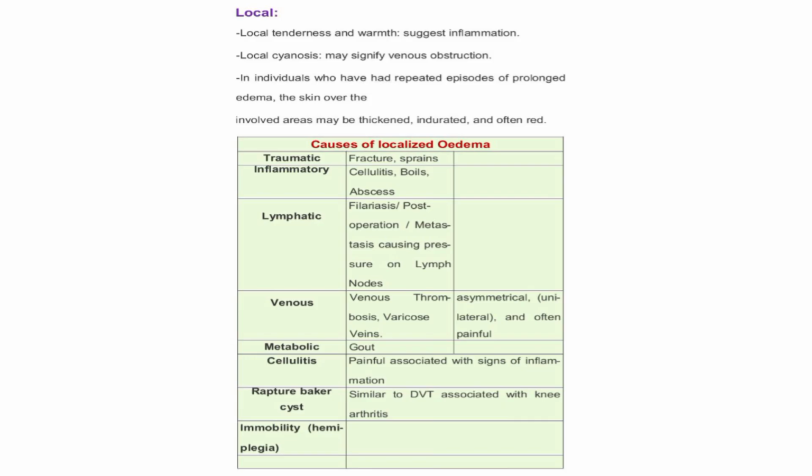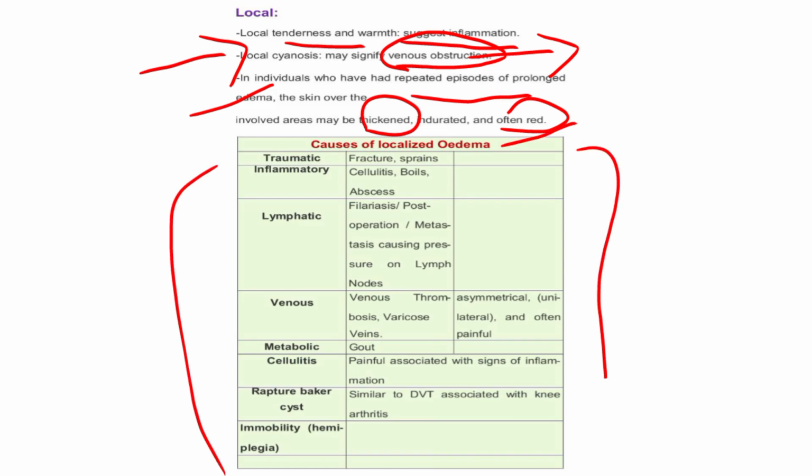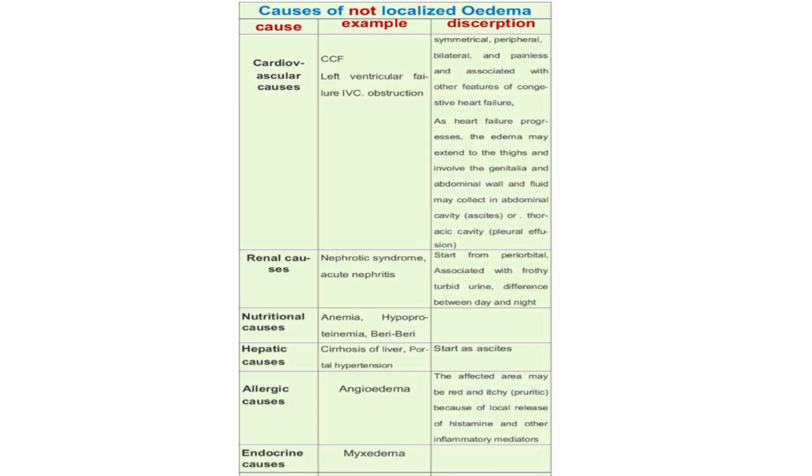Local tenderness and warmth is the suggestion of inflammation. Local cyanosis, we can go through from venous obstruction. This is the suggestion in an individual who had repeated episodes of prolonged edema. Skin over the involved area is thick and often red. Causes of localized edema, you can read this. There is traumatic inflammation, lymphatic, venous causes, metabolic, cellulitis, Baker's cyst. This can cause edema, and immobility also causes edema.